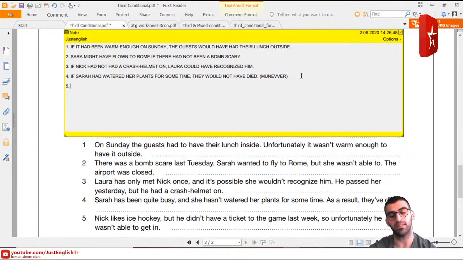It is for second conditional, but we should write this sentence in the third conditional form. If he had had a ticket to the game, he would have... oh my god, just a tiny mistake you made here, Mr. Ramazan. He would have been able to get in, not gotten, okay?